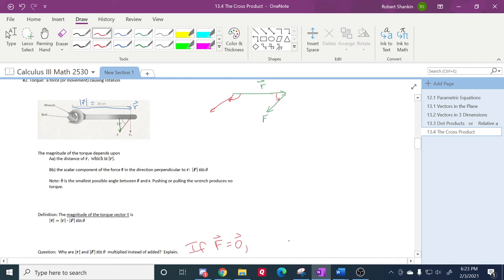If F is the 0 vector, then the magnitude of the torque vector should be 0. And that only happens with multiplication. It doesn't happen with addition. Awesome. And let me open the floor.